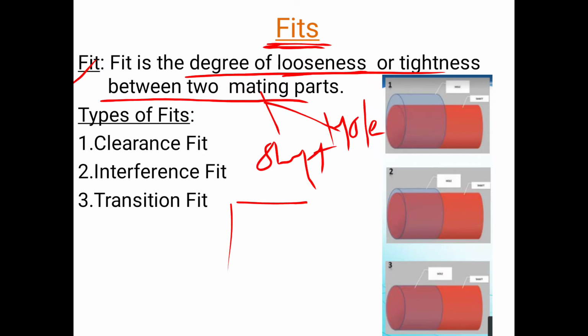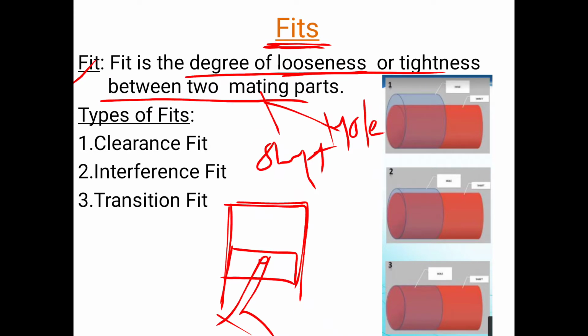As you see in the piston cylinder, it works as a hole, and this is the piston which is fitted inside it. It is called as shaft. Now see what are the different types of fits. So first is the clearance fit, second is the interference fit, and third is a transition fit.